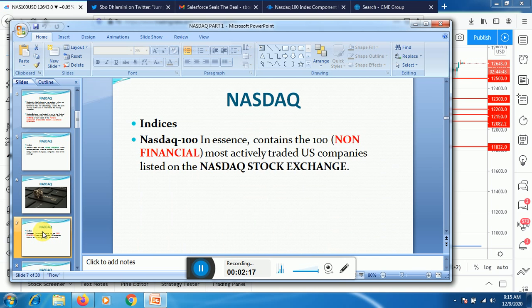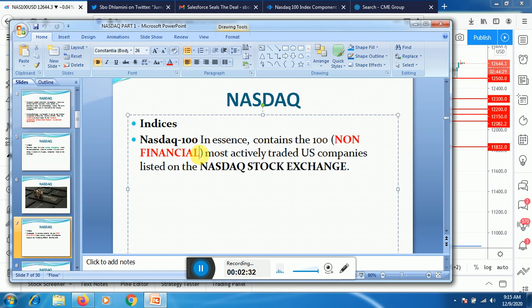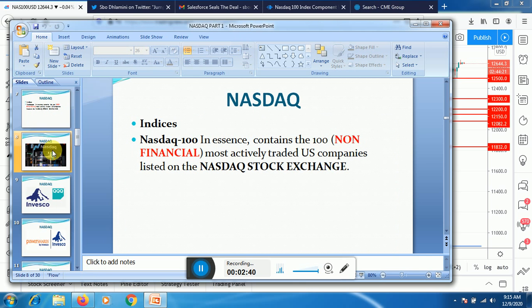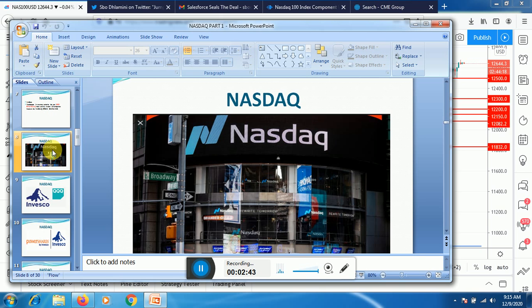The NASDAQ 100, in essence, contains the 100 non-financial companies that are most actively traded and listed on the NASDAQ exchange. So this one has non-financials, the 100 non-financial companies listed on the NASDAQ exchange. When we're talking about non-financials, we are not talking about banks or fintech stocks here. We are mainly talking about technology companies, pharmaceutical companies, even some retailers that are also listed on the NASDAQ exchange.